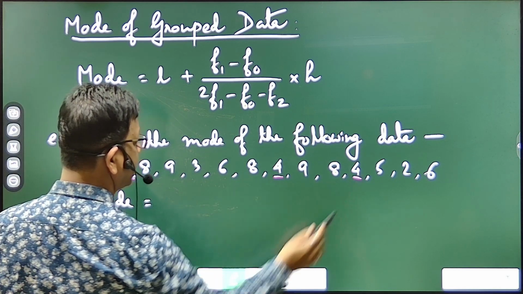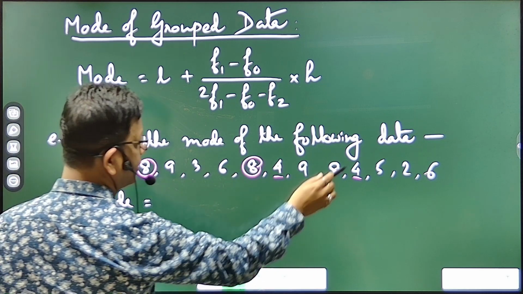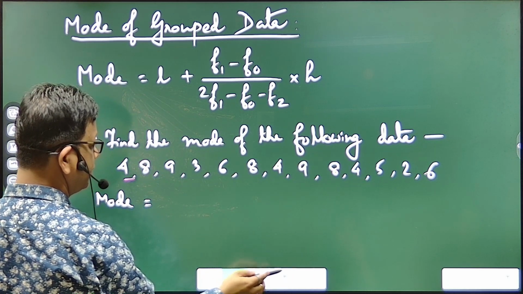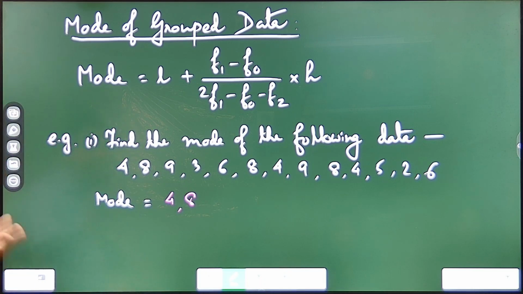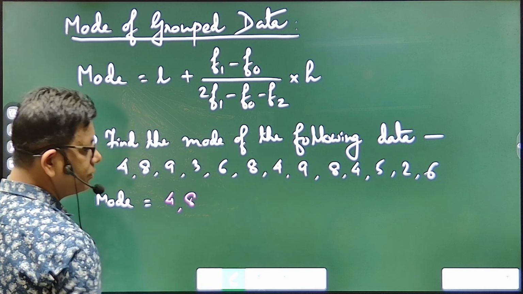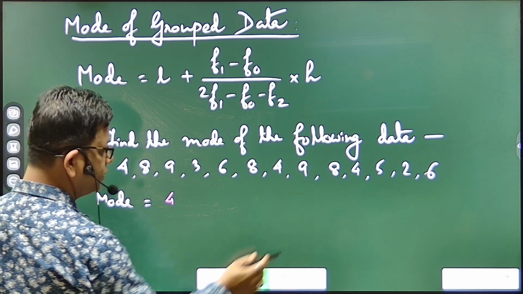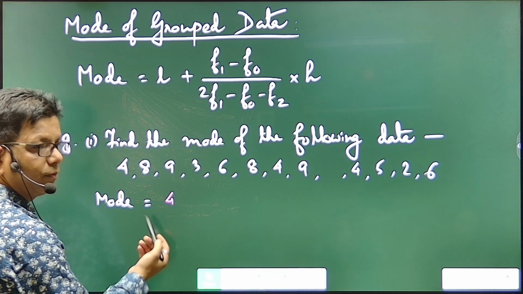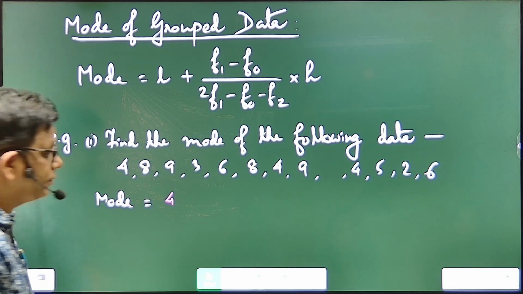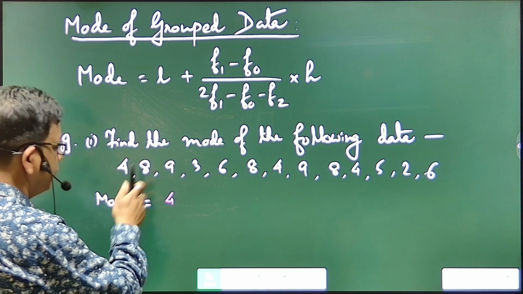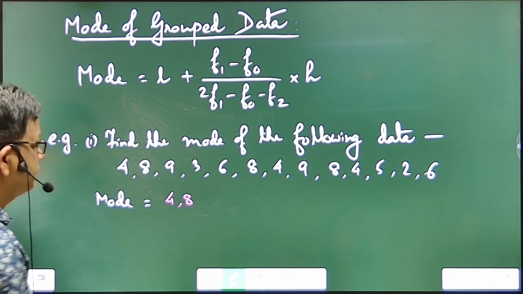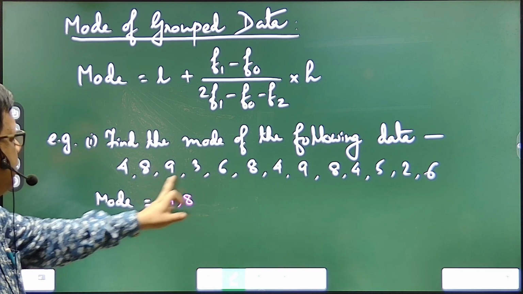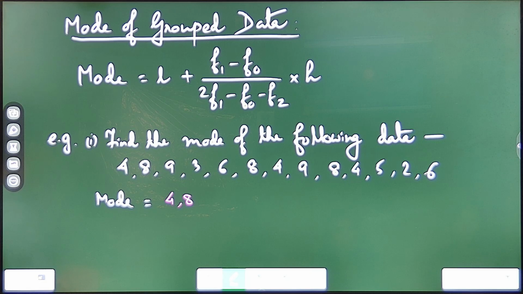And also 8. So these two numbers can be written as your mode: 4 and 8. It's not that the mode will be only one number, it can be more than one. Here we got two modes. Supposing 8 is not there, then 4 is the only mode. But if numbers occur an equal number of times, here 4 occurs 3 times and 8 also 3 times, so both can be the mode.